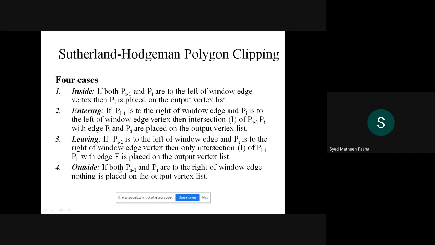Then in the final case, if both points are towards the right of the window edge, then nothing is placed into the output vertex list. In these 4 different cases, you have to remember the edge area, whether it is the left part, right part, top part, or bottom part. Top and bottom are not included in these 4 cases; just right as well as left should be included. That is, in the first case, you will be using only the left part. In the entering phase, you will be using both right as well as left. In the leaving phase, only left is being used with respect to 2 points, and additionally we are using right of the window edge. In the outside part, it should be only the right. So these are the 4 cases with respect to this algorithm.